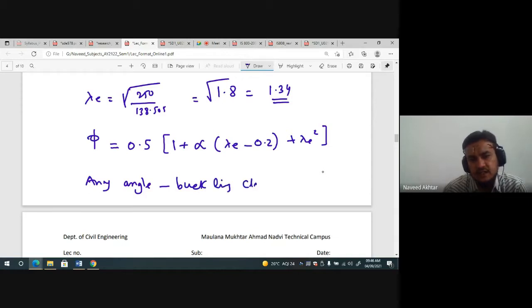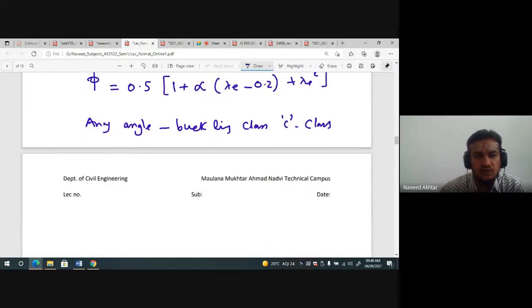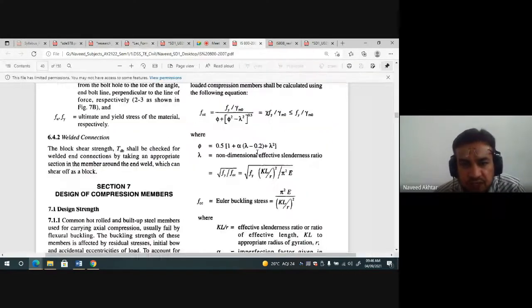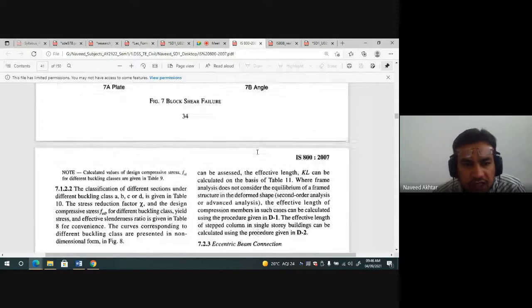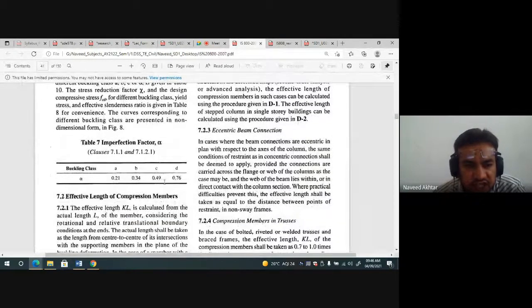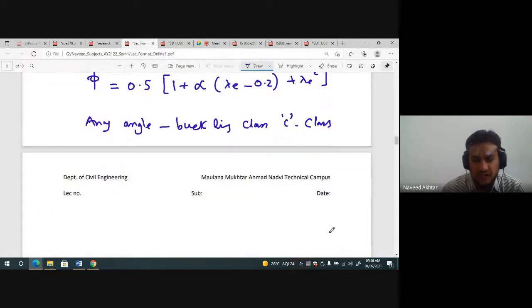बकलिंग क्लास इज सी क्लास. तो अल्फा इज इक्वल टू, टेबल नंबर 7 में अगर रहिए फॉर सी क्लास अल्फा इज 0.49. So here you can write down alpha is equal to 0.49 for बकलिंग क्लास सी.